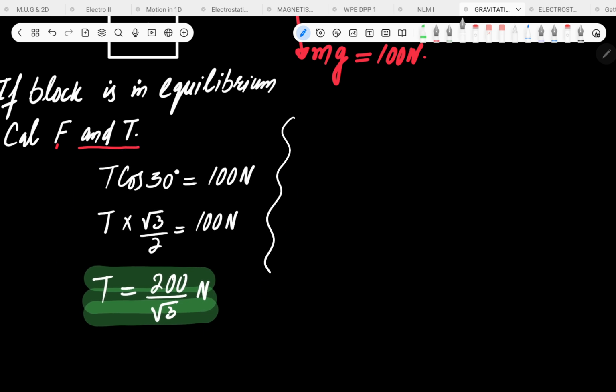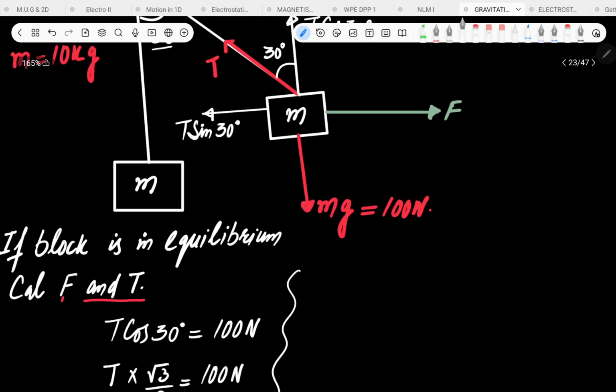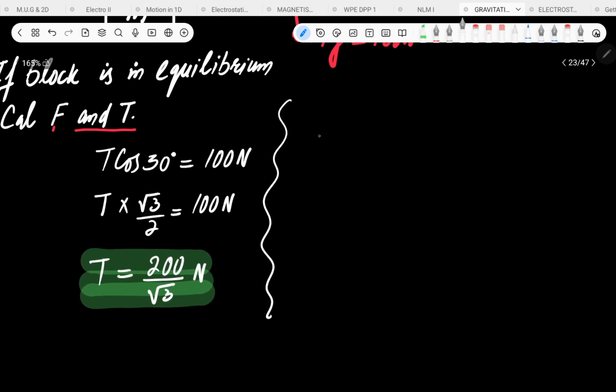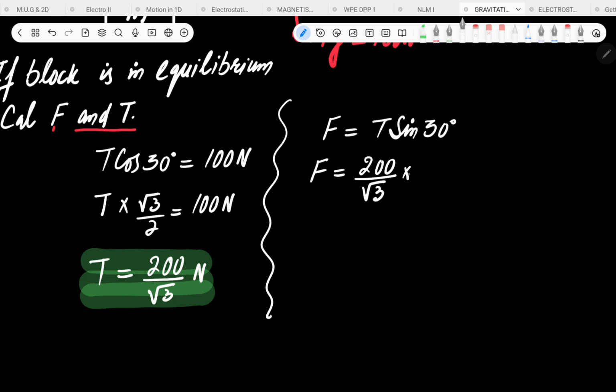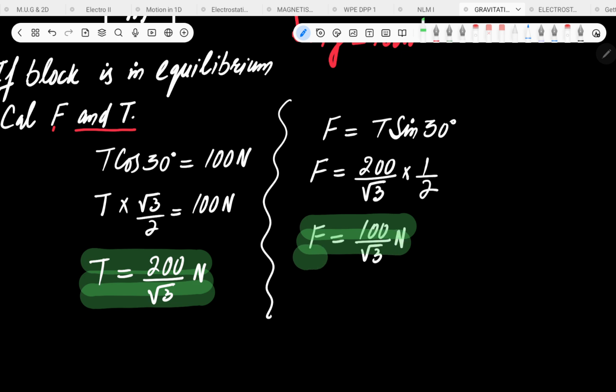We have calculated the tension. Now let's try to calculate the external force here. Now see that the force towards right has to be equal to the force towards left. So let's equate those two physical quantities, that is external force F is equal to what? It is T sin 30 degree, isn't it? Put the value of T. What's the value of T? That is 200 divided by root 3 multiplied by sin 30, which is 1 by 2. 2 and 2 will cancel. Force comes out to be 100 divided by root 3 Newton. This is the external force applied on the block.